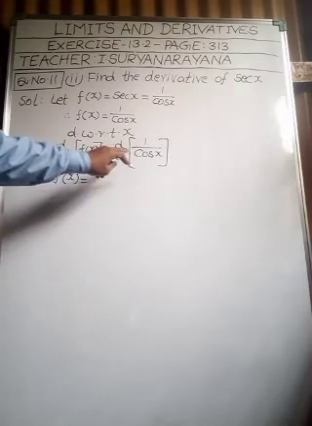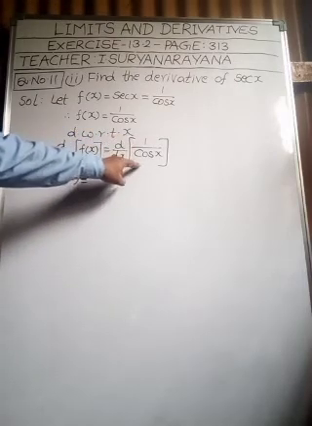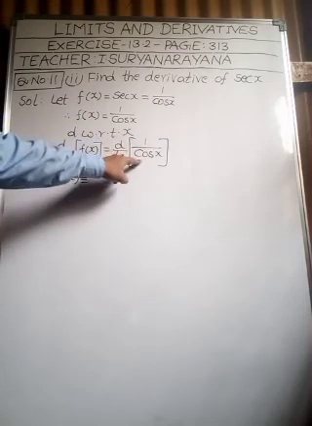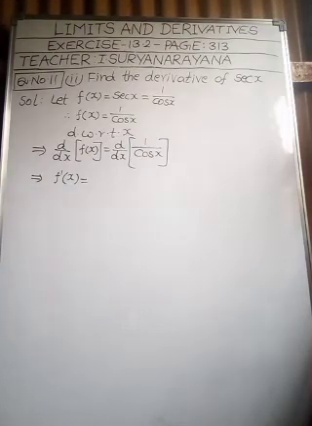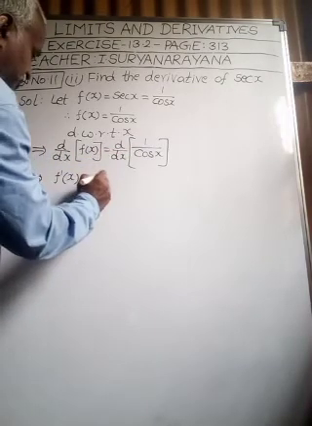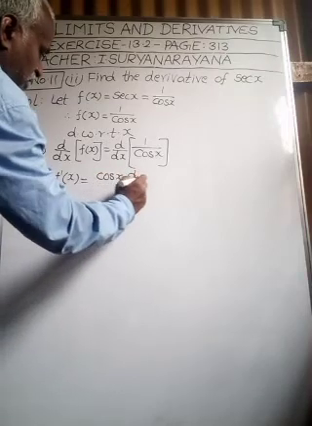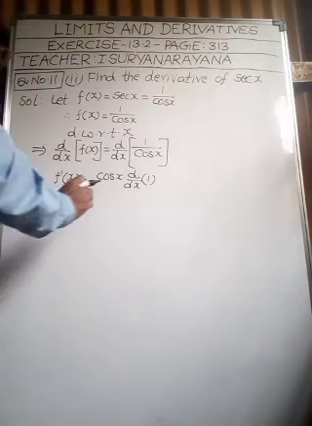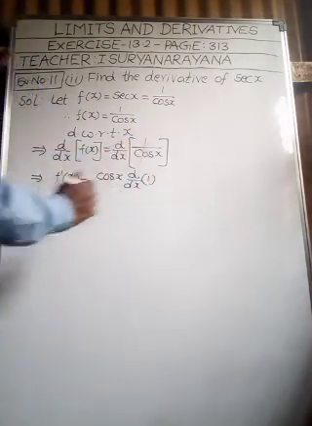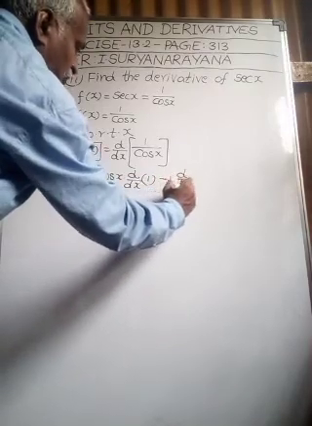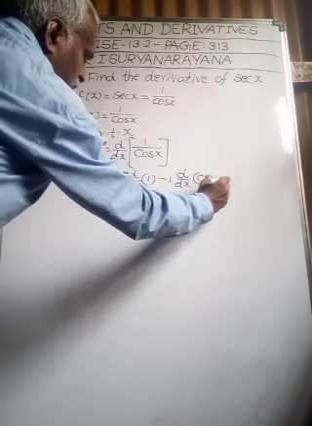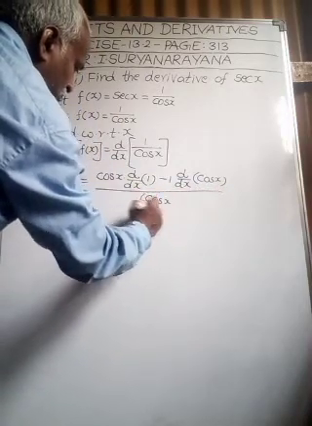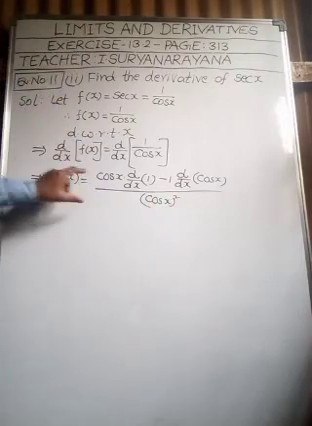Okay, my children, now come to the RHS. d by dx of 1 by cos x. Previously, I told you it is in the form of u by v, where u is equal to 1 and v is equal to cos x. What is d by dx of u by v? v, that is cos x, into d by dx of u, that is 1, minus u into d by dx of cos x, whole divided by cos x whole square. Okay, my children, understood this step?